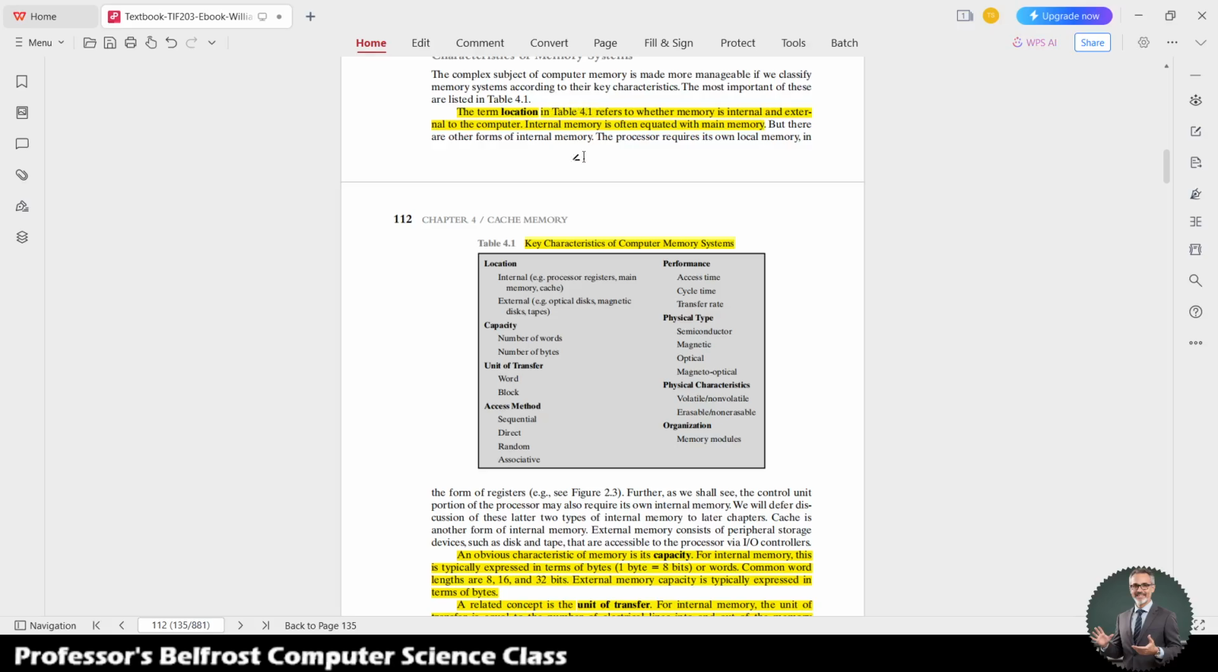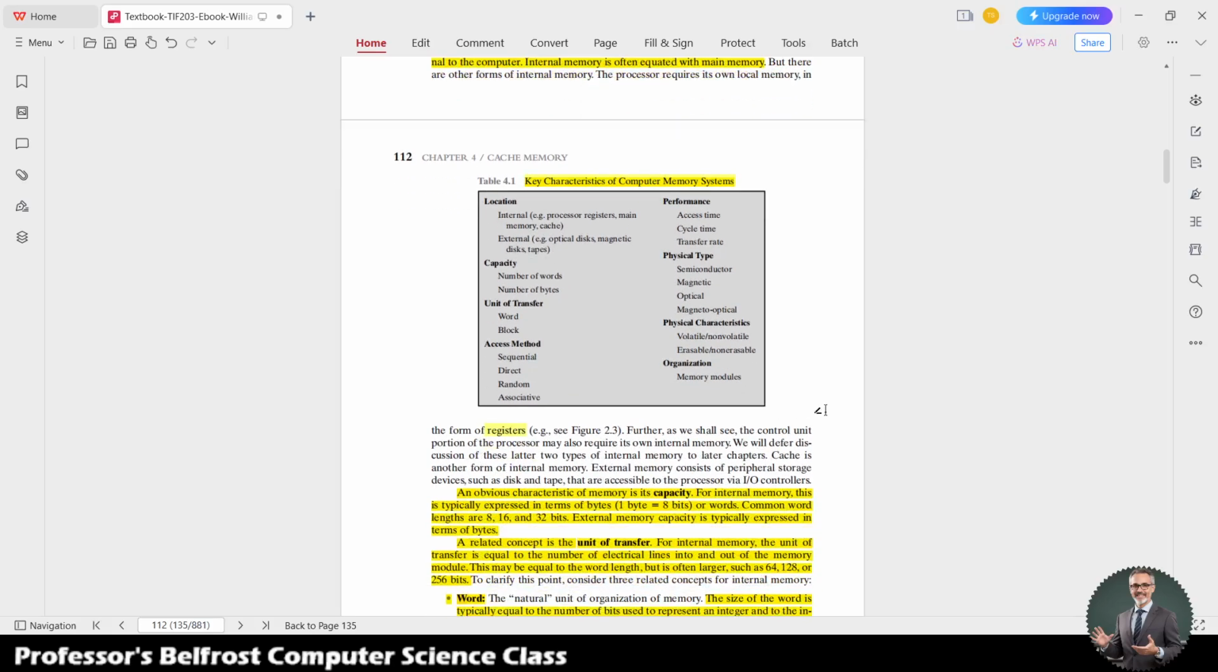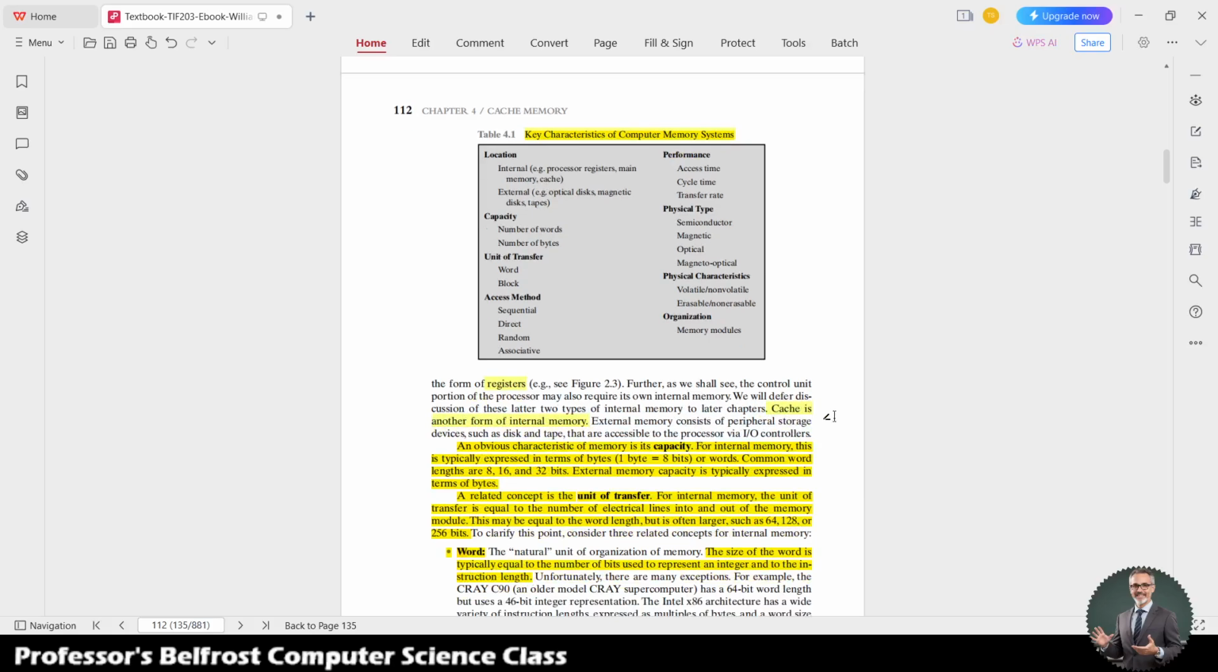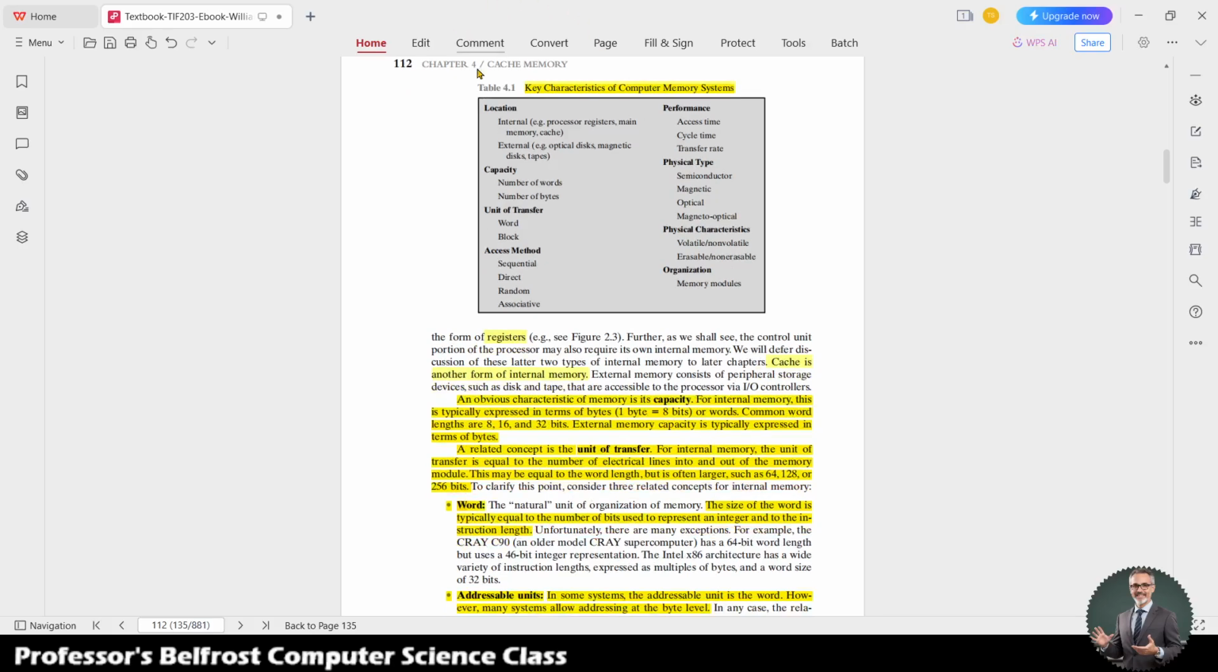The term location in this table refers to whether memory is internal or external to the computer. Internal memory is often equated with main memory, but there are actually other forms of internal memory too, so we need to distinguish this term. The processor requires its own local memory in the form of registers. And further, we shall see that the control unit of the processor may also require its own internal memory. Cache is another form of internal memory, which will be discussed in this lesson. Also the capacity differs, the unit of transfer differs, and access methods also differ for types of memory. The performance is also outlined by the access time, cycle time, and transfer rate.